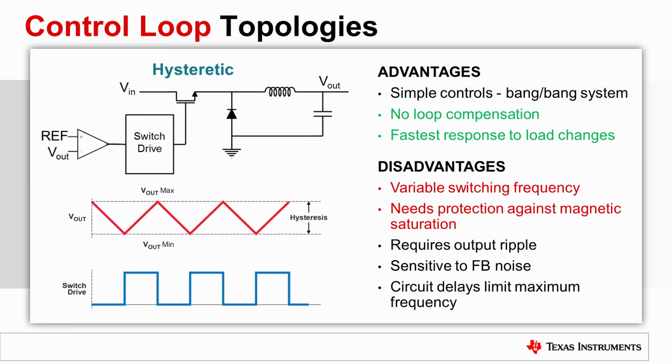Hysteretic control is commonly referred to as bang-bang control and can employ techniques such as constant on-time or constant off-time. It is by far the simplest control method and is inherently stable without compensation. The output voltage is monitored against a reference comparator, and a new pulse cycle is initiated when the output voltage reaches a lower threshold. The pulse terminates after a constant on-time, or when the output voltage reaches an upper threshold.